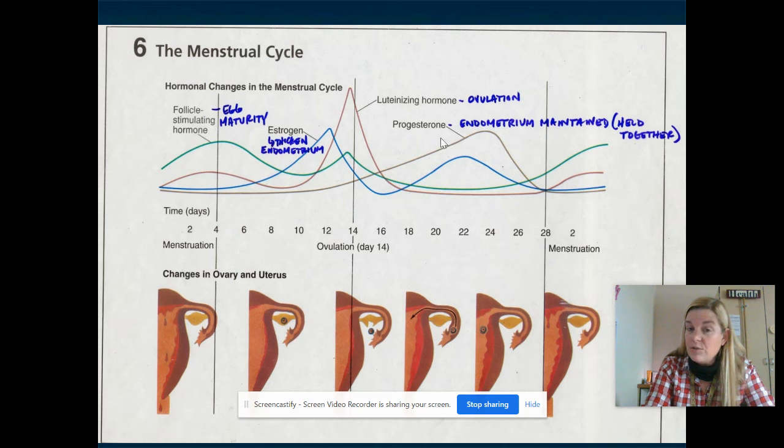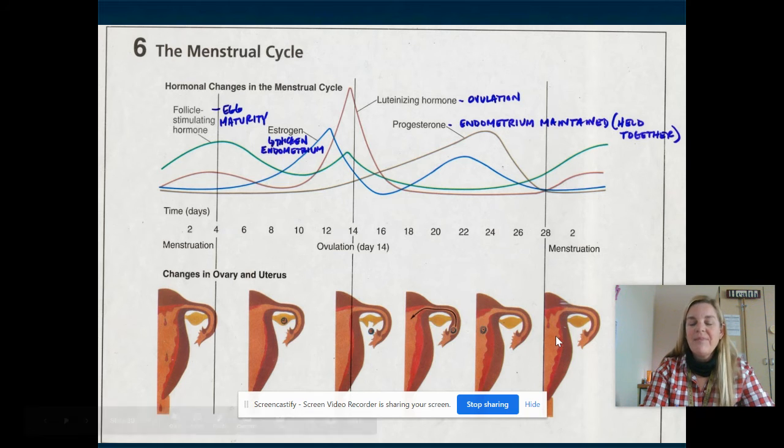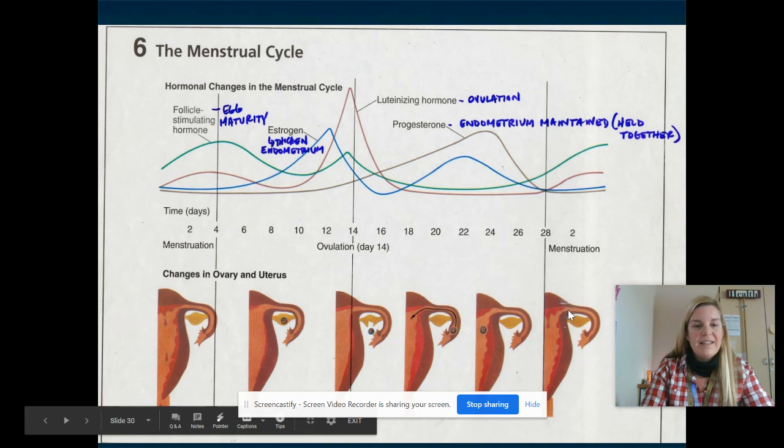Do you see progesterone peaks? We want to still hold together that endometrium. And then our body realizes, oh, no fertilized egg. There was nothing that implanted into the wall of the uterus. All the hormone levels drop, and we start menstruation again. And that's where we're breaking down the lining of the uterus to release it from the body.